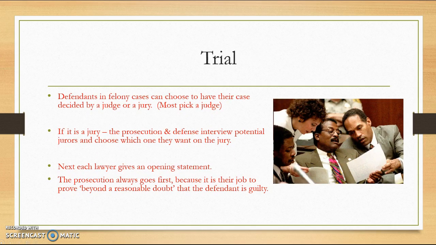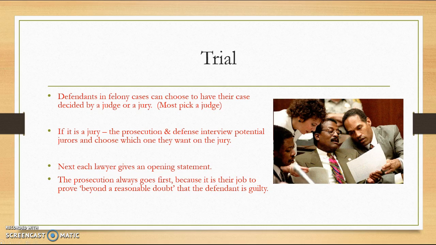So now we move on to the trial. At the trial, for a felony case, the defendant gets to choose if they want their case heard by a judge or by a jury. The vast majority of defendants pick to have their case heard by a judge. They would rather one person make a decision compared to 12 people. If it is a jury, though, the prosecution and the defense are going to interview potential jurors and they're going to choose which ones they want on the jury.